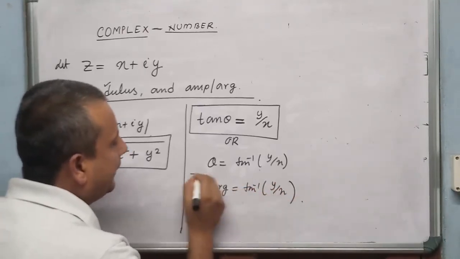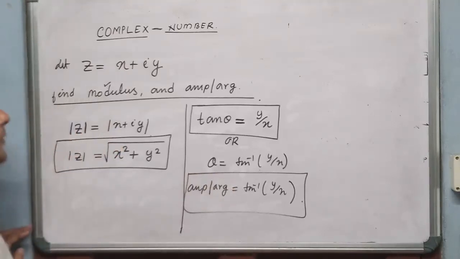It is an angle. Now this much theory we'll discuss today from complex numbers. From the next video I'll start solving the numericals of this chapter. Thank you.